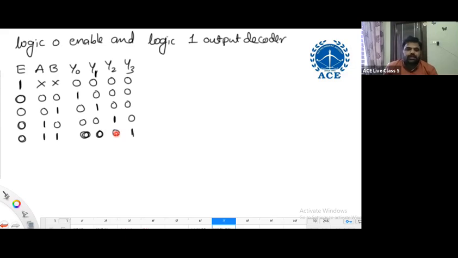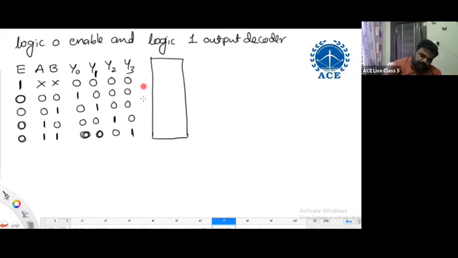That is a logic 0 enable, logic 1 output decoder. How do you represent that? Let us see. Here we have A, B inputs. Here is the enable. How do you represent the enable? There can be a bubble, or we can have an E bar also.